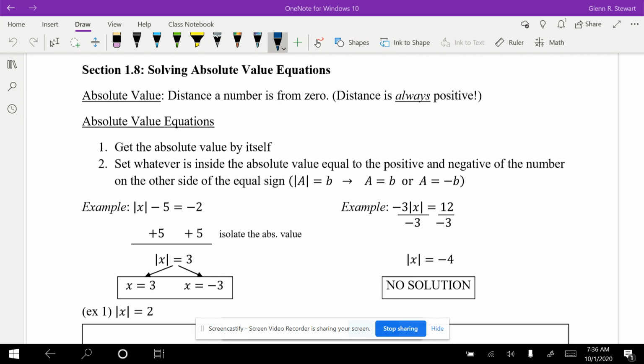So take a look at the absolute value equations. The first thing that we have to do, and this is the most important, is get the absolute value by itself. So if you look at that first example, the absolute value of x minus 5 is equal to negative 2, we have to make sure that the absolute value is completely by itself, or even anything that's inside of the absolute value is by itself. Then from there, we set it equal to a positive and to a negative number.